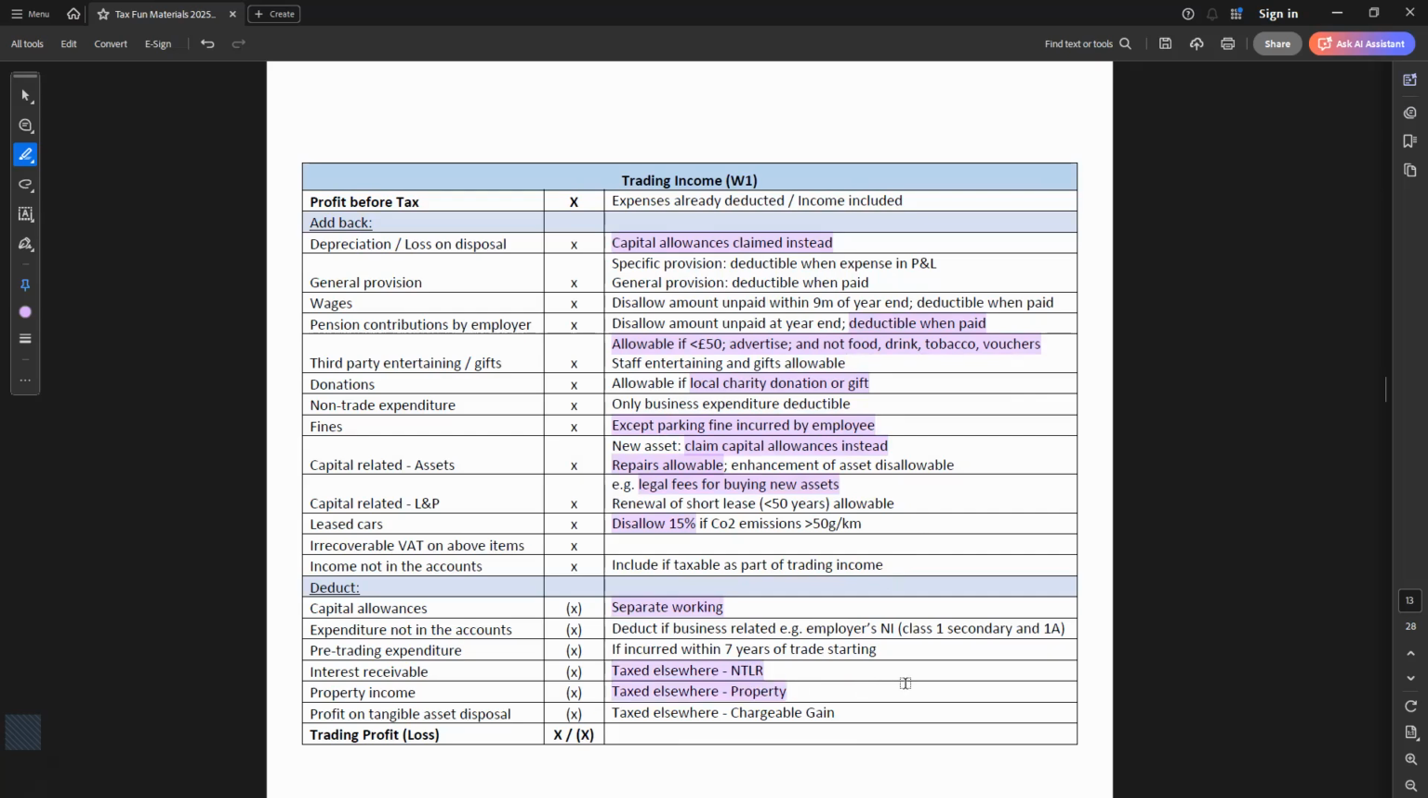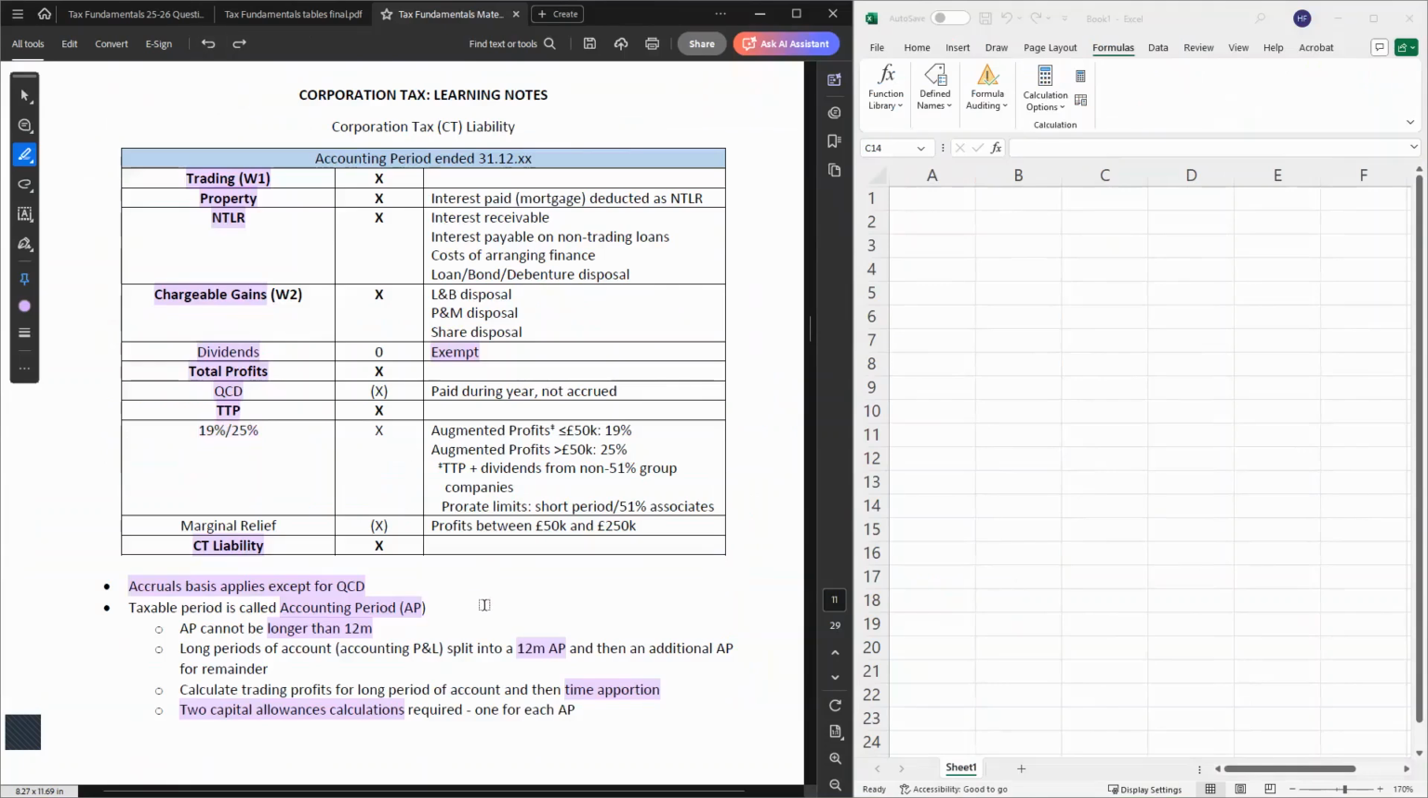And then for profit on tangible fixed assets disposals, we would deduct this from the profit before tax and then calculate the chargeable gain as we saw earlier in the class. And that then brings us down to our trading profit and loss for corporation tax purposes. We're now going to look at how to calculate the corporation tax liability.